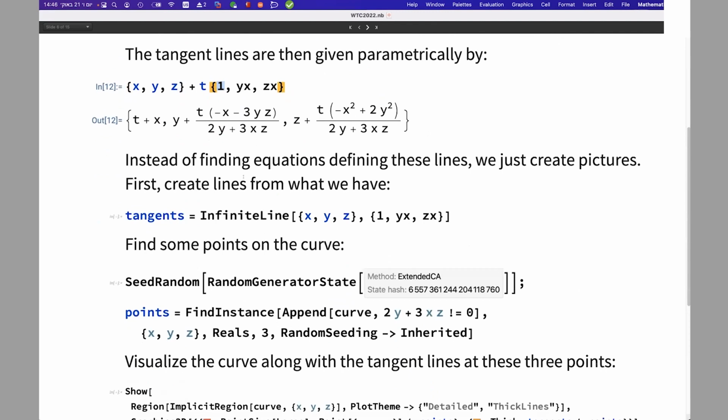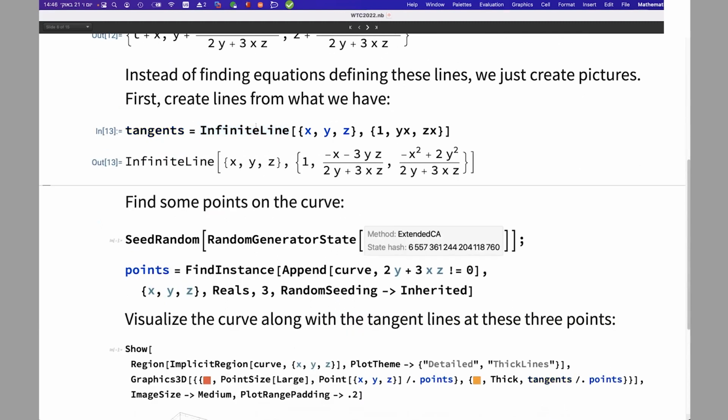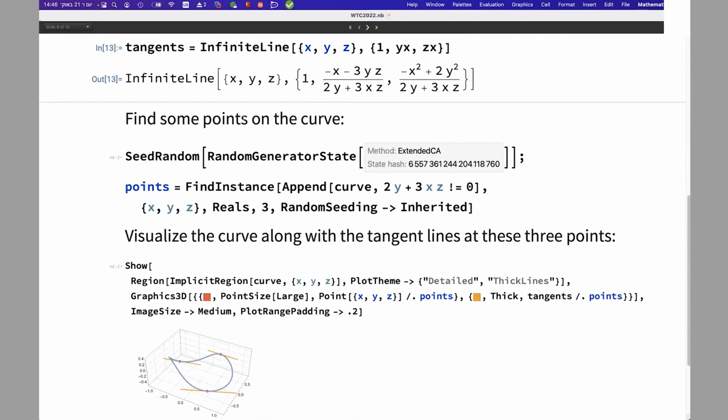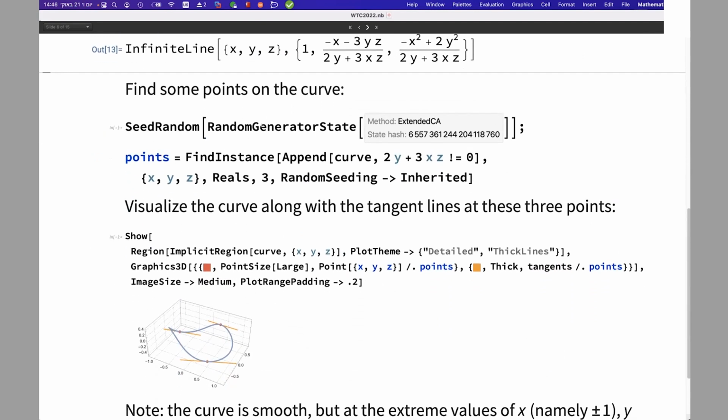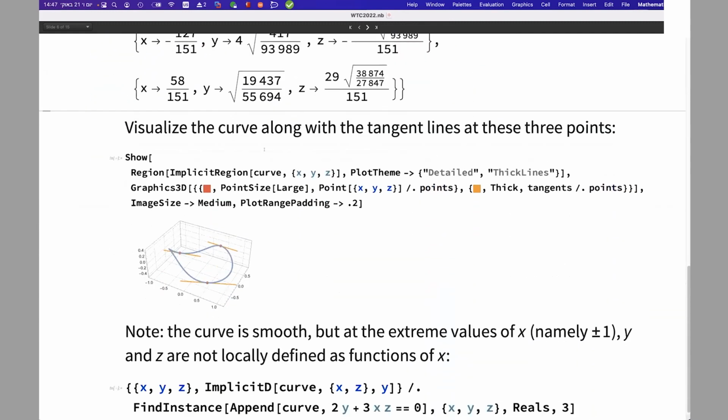Instead of finding equations defining these lines, we'll just create some pretty pictures. So I'll use InfiniteLine in the form base point, tangent vector, and easily create some tangent lines. I'll find some points that lie on the curve using FindInstance right here. And I just seeded random to give some nice points that will work out.